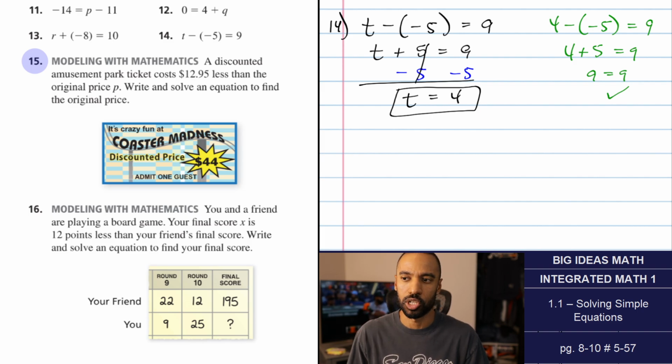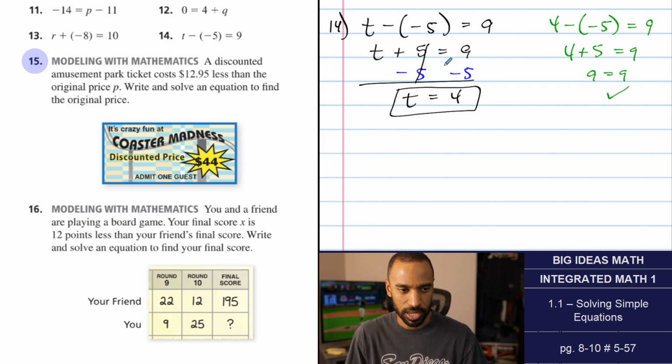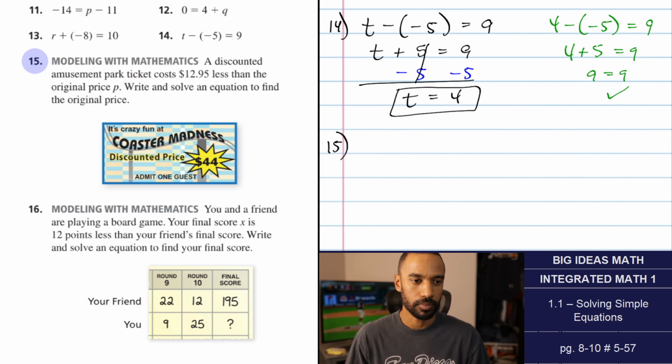So just because you double check something doesn't mean you're going to guarantee success. But if it's correct, then I think it's a good measure of saying, well, I did right what I was supposed to. All right, numbers 15 and 16, modeling with mathematics.